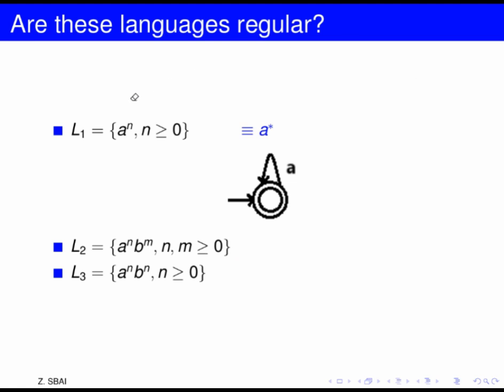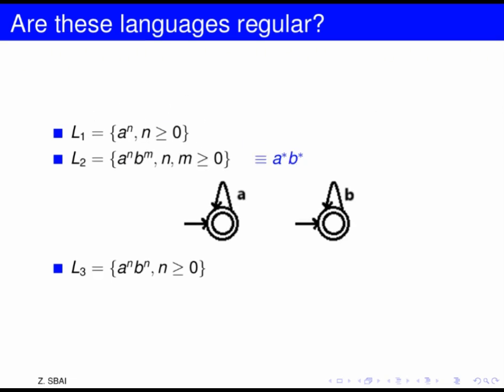For L1, it's the set of all strings composed of the symbol A. Okay, so we can here see that it's the same as saying A star. And we know this language is already regular since it's composed of the operator star applied on the simple symbol A. And as you might know, regular languages are closed under star. So without even drawing this finite state machine, we can say that this language is regular.